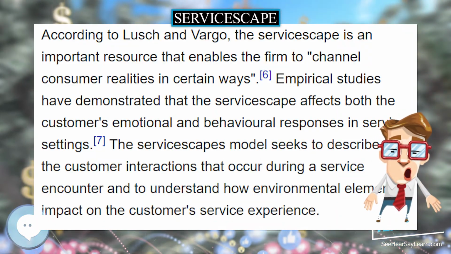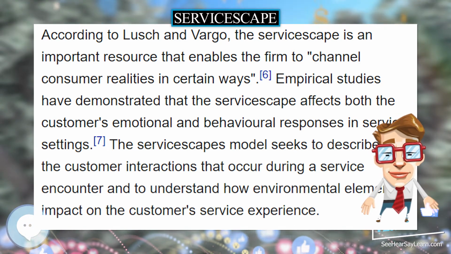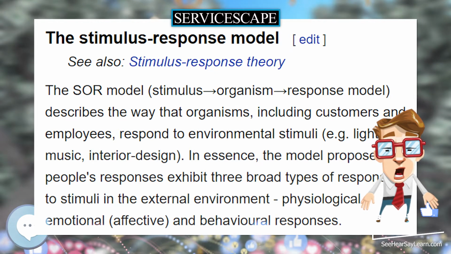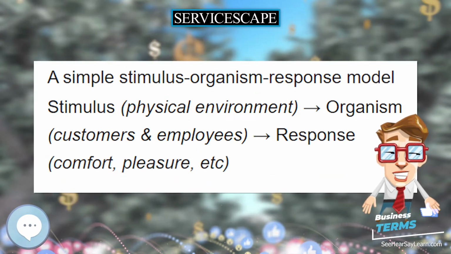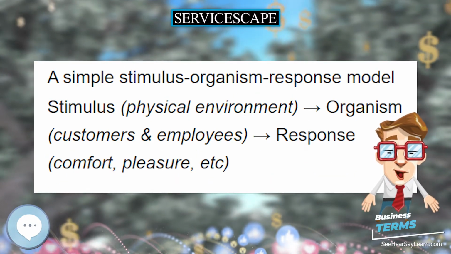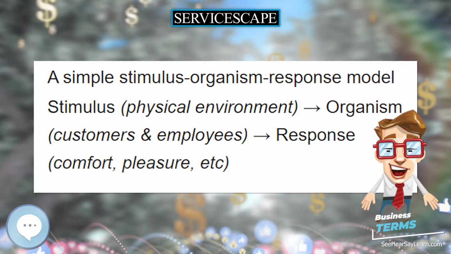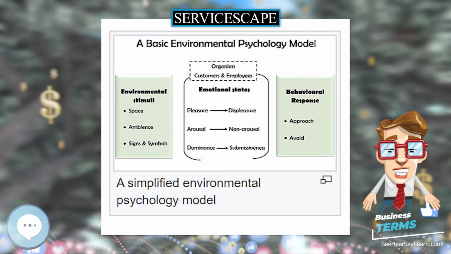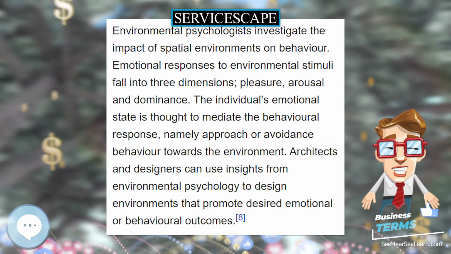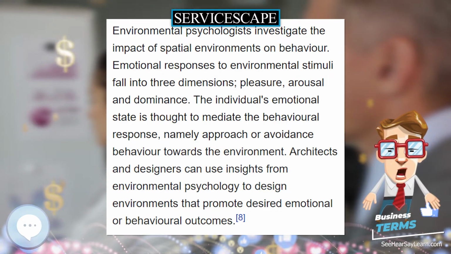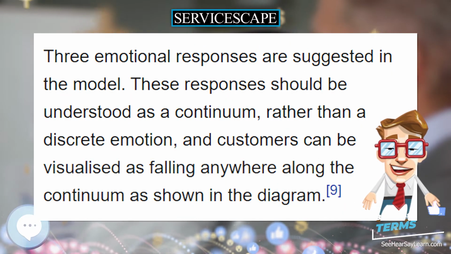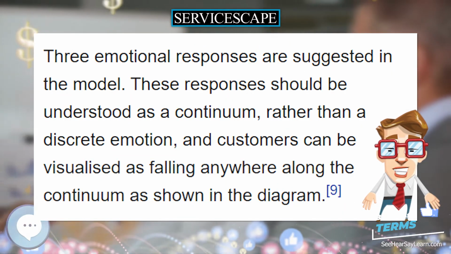Three emotional responses are suggested in the model. These responses should be understood as a continuum, rather than a discrete emotion, and customers can be visualized as falling anywhere along the continuum as shown in the diagram. The individual's emotional response mediates the individual's behavioral response of approach or avoidance. Approach refers to the act of physically moving towards something while avoidance interferes with people's ability to interact.